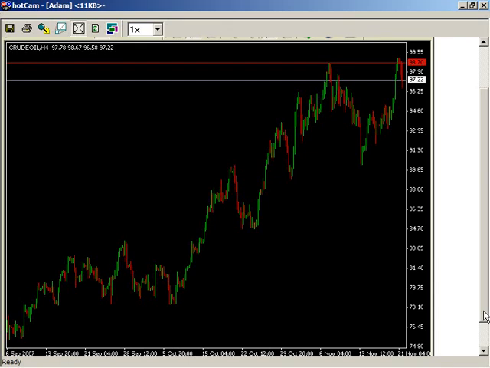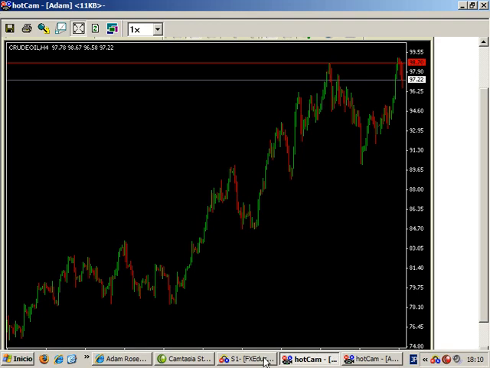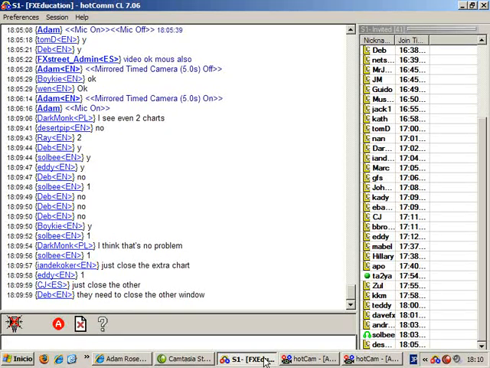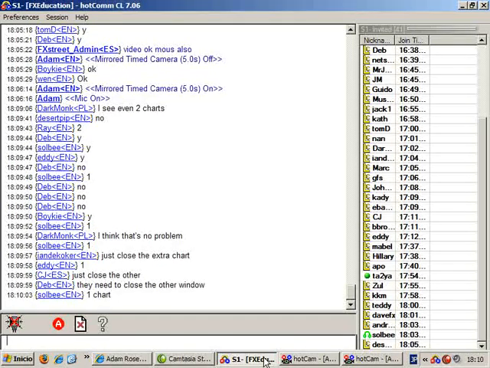Do you folks see two charts? You should only see the crude oil chart, with a double top pattern right over here. Is that what you folks see? I see all these yeses and nos. Please close the extra chart. Okay, all right, beautiful. Oh, you scared me. Everybody was typing in yes, no, yes, no. I said, yes for what? I have to ask more specific questions, I think. Thank you very much, though.